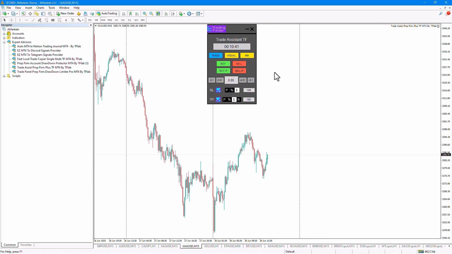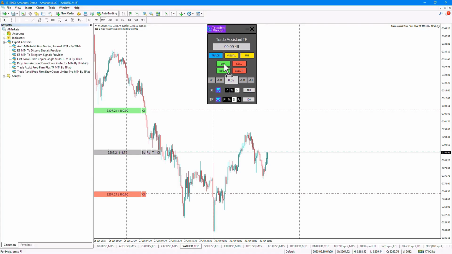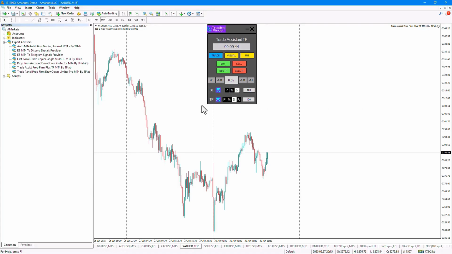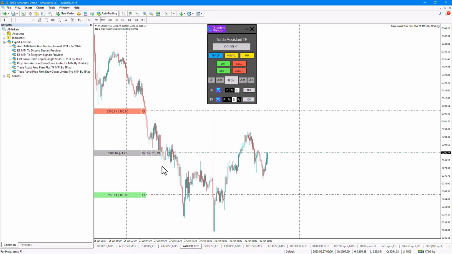At the bottom of the panel, there are three tabs. The first tab is for trading, the second is for visual settings, and the third is for money management. In the main panel, under the first tab, there are options to execute buy and sell trades. By selecting the buy option, a buy trade is executed, and by selecting the sell option, a sell trade is placed on the chart.